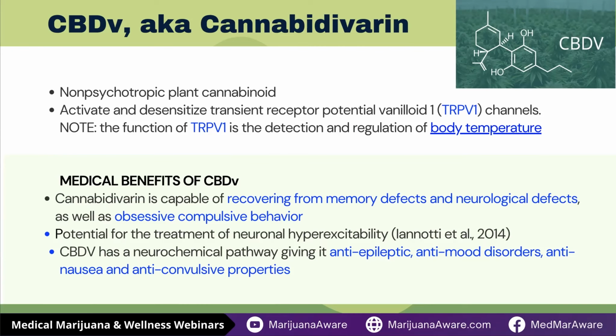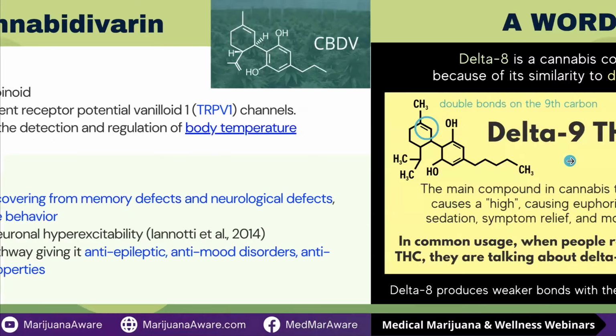In kind of the same way that an opioid would block a pain signal, this is going to have a similar effect. It can also help with recovering from memory deficits and neurological deficits, as well as helping to control obsessive compulsive disorder. It's been shown to have potential for the treatment of neuroma hyperexcitability, which can be part of seizure disorders. And then CBDV has a neurochemical pathway giving it anti-epileptic, anti-mood disorder, anti-nausea, and anti-convulsive properties as well. Sure. Important cannabinoid, something that helps quite a bit.